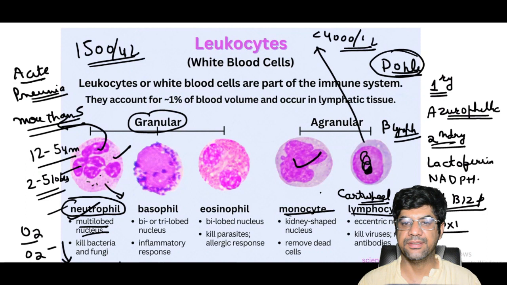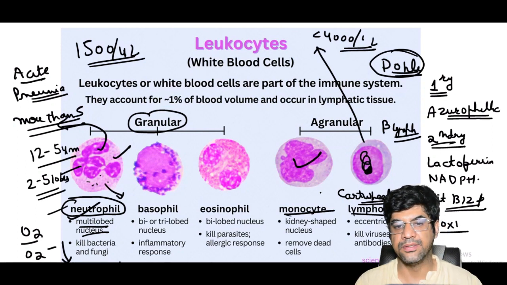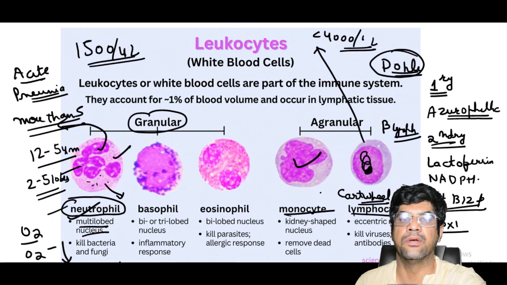Now the increase in monocytes is monocytosis, seen in bacterial infection like tuberculosis, subacute bacterial endocarditis, viral infection like malaria, typhus, kala azar, hematopoietic disorders, malignancies, granulomatous disorders, diseases like sarcoidosis, etc.